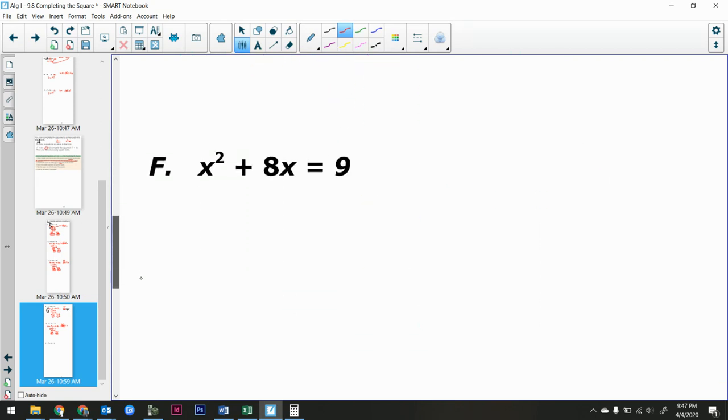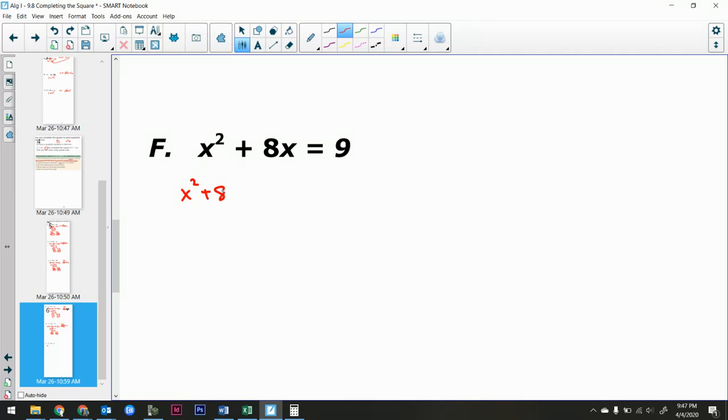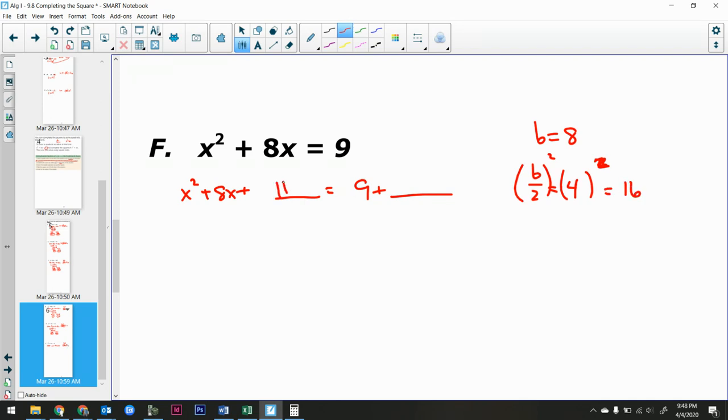Last problem up. Okay, I get x squared plus 8x plus something is equal to 9 plus that same something. My b value is 8, so b over 2 would be 4. So when I square it, that would give me 16. So I put 16 here, and I put 16 here. I get x plus 4 squared is equal to 25.